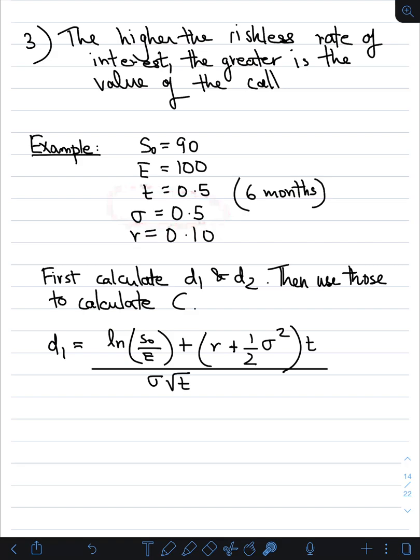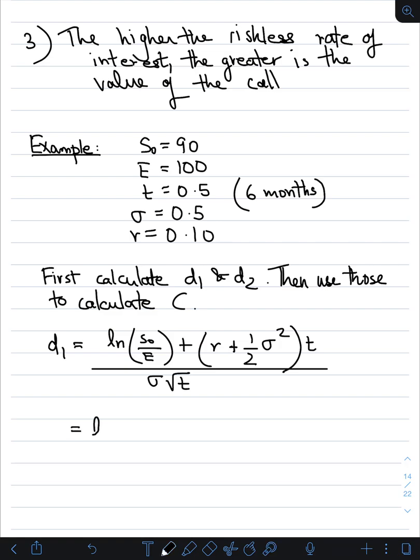Okay, so I rewrote the D1 formula. What is D1? It's the natural log of S0 over E plus R plus 1/2 sigma squared, times T, divided by sigma times the square root of T. Okay, so let's plug in all these values that we have based on the numbers presented.